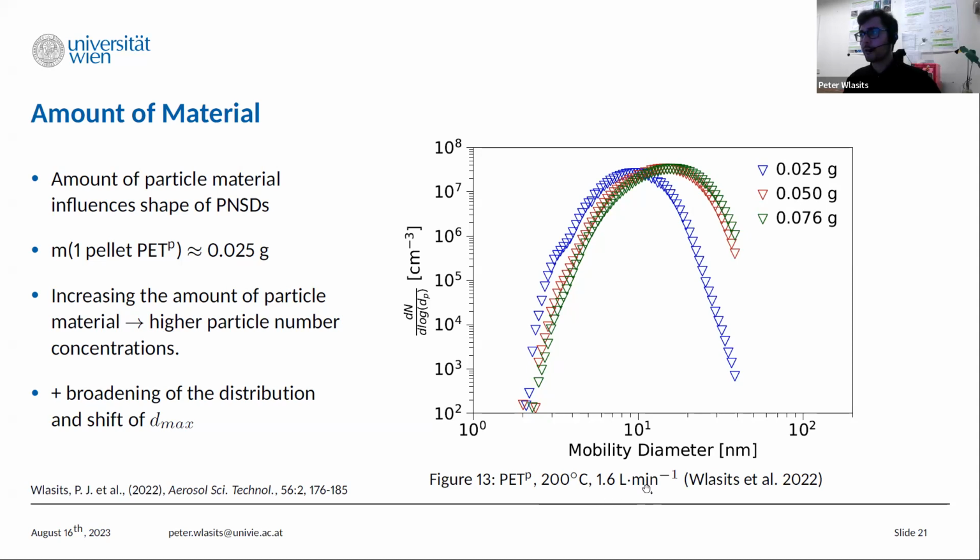The tube furnace flow rate in this case was kept constant at 1.6 liters, and the distributions were measured at 200 degrees Celsius. What we can see is that increasing the amount of material in general, and that's really intuitive, yields higher particle number concentrations. They are also somewhat broader, so we again observe that broadening of the distribution and also the shift of the maximum diameter. More material shifts the position of the maximum towards larger mobility diameters, as you can see if you compare the blue curve to the red and the green curve.